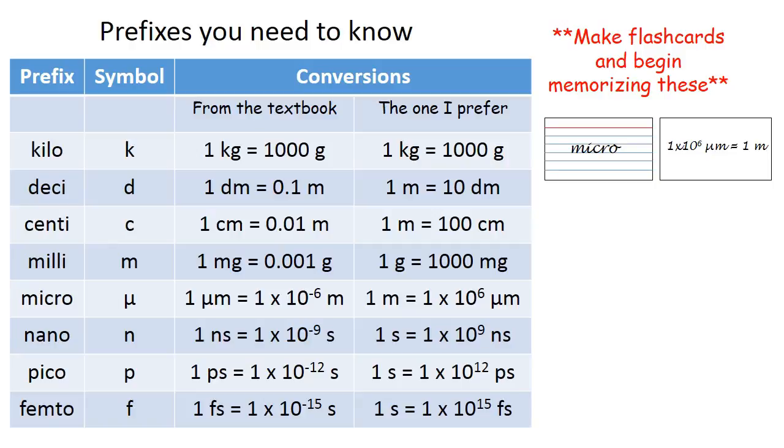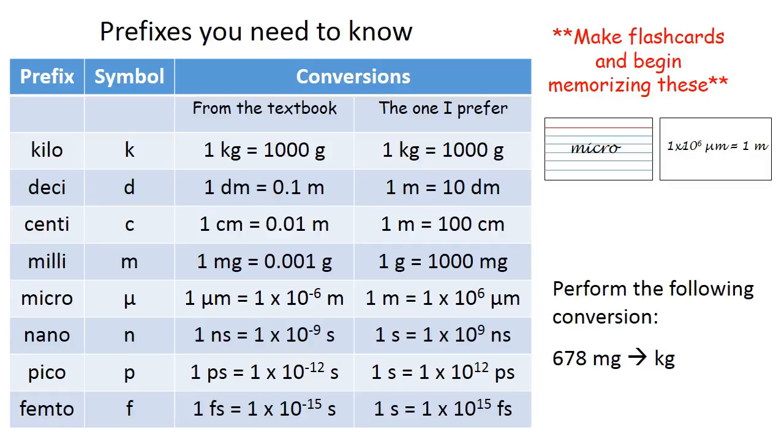Wouldn't hurt to know the abbreviation for that as well, is that mu, which looks kind of like a U, but it's not. And then on the other side of your flashcard you need to memorize that 1 times 10 to the 6th micrometers is the same as 1 meter. So let's do a conversion just to make sure everybody knows how.